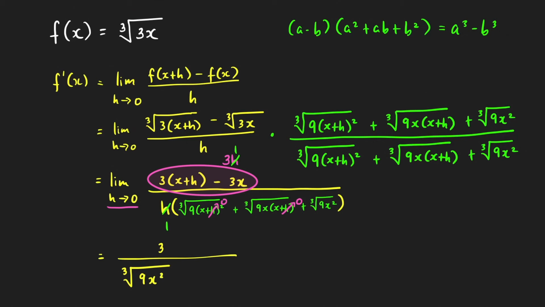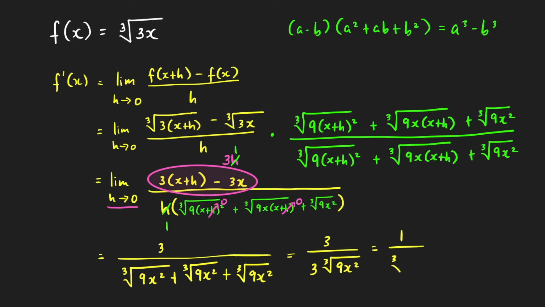Therefore, the limit is equal to 3 over the cube root of 9 times the quantity x plus 0 squared, so that is 9x squared, and then plus the cube root of 9x times x plus 0. So again, that is also the cube root of 9x squared, and then plus the cube root of 9x squared, which is equal to 3 over 3 times the cube root of 9x squared, which is equal to 1 over the cube root of 9x squared. And this is the derivative of the function f of x equal to the cube root of 3x.